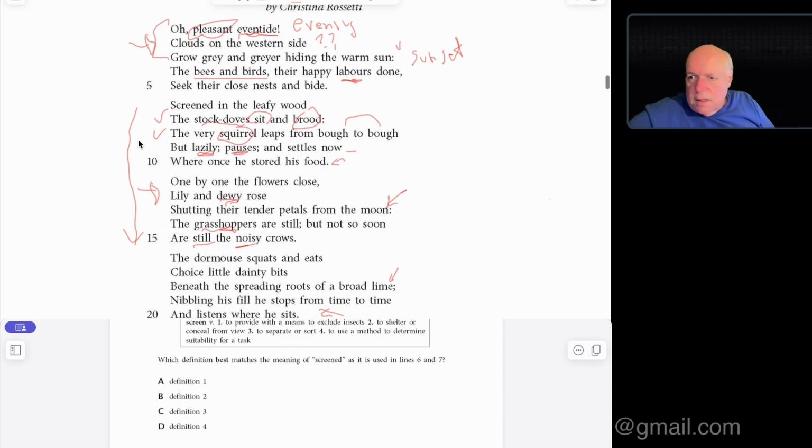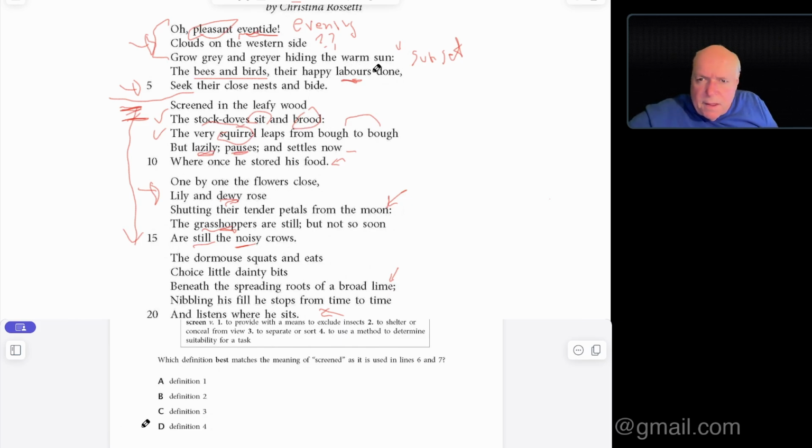Lines 6 and 7 are here. And that sentence starts at, let's read from 5, even though it's the previous stanza. So we have the birds and the bees wrapping up, so we're cool there. Screened in the leafy wood, the stock dove sits and broods. The very squirrel leaps, and so on. So we seem to have the dove being constrained in some manner.